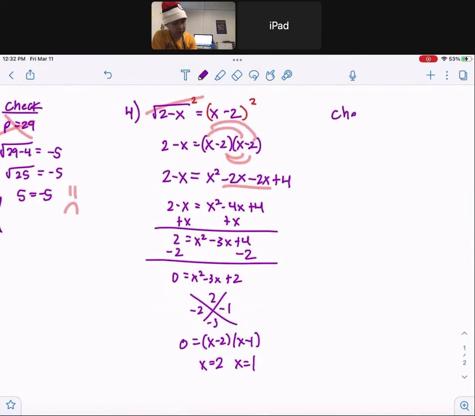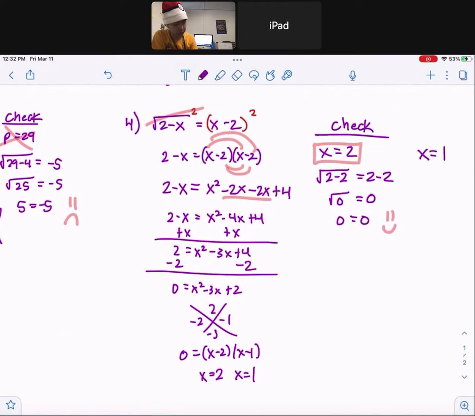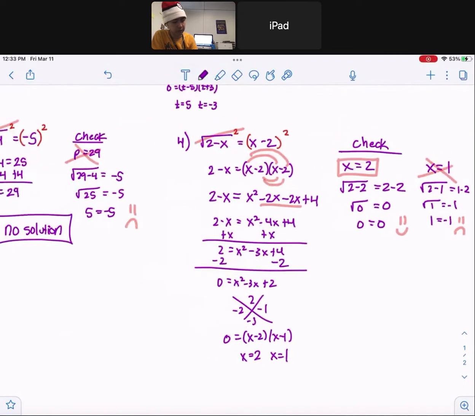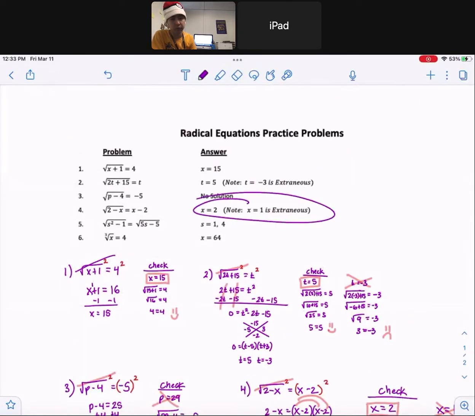But we still gotta check this, right? So if we plug in x equals 2 into there, you guys, we get the square root of 2 minus 2 equals 2 minus 2. Well, that's 0 equals 0. That's a true statement. So x equals 2 is certainly one of our answers. But let's try x equals 1, right? Square root of 2 minus 1 equals 1 minus 2. We get the square root of 1 equals negative 1. 1 equals negative 1. That is not a true statement. So this can't be our answer. So the only answer is x equals 2, with x equals 1 being an extraneous solution.